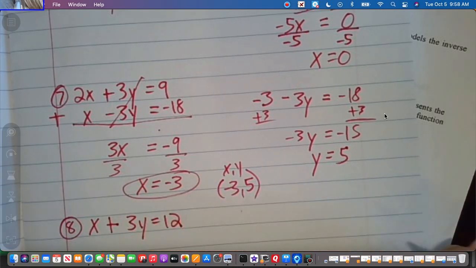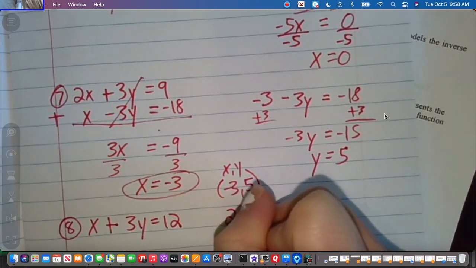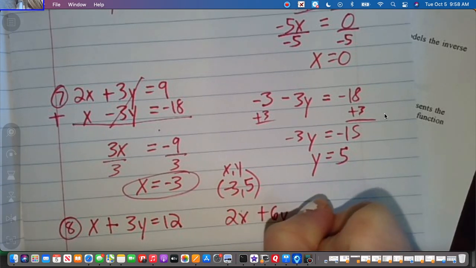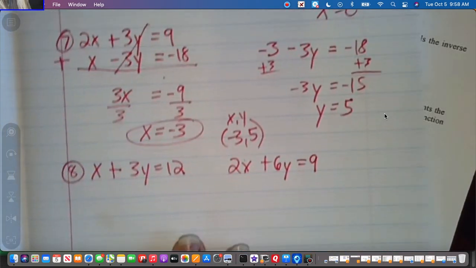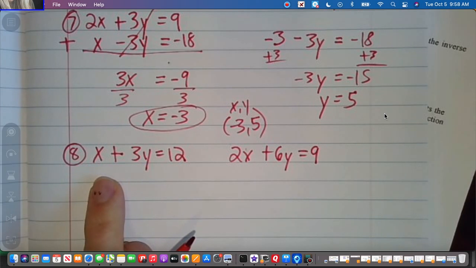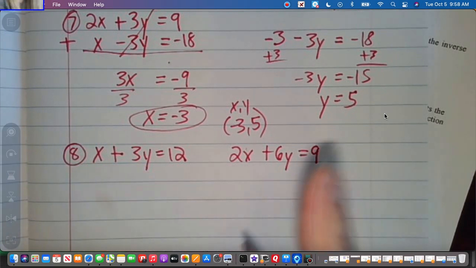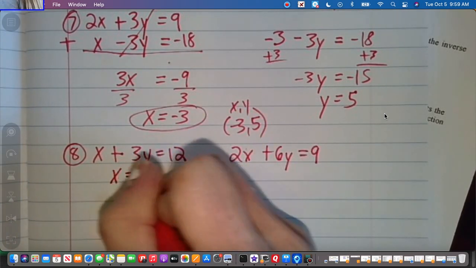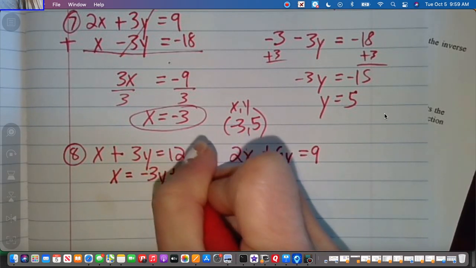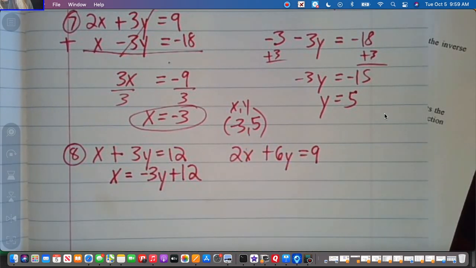All right, here's number 8, and here's my other equation. I'm going to do substitution. So how would I solve for x? I'm going to subtract that 3y. I move my 3y over here so it becomes negative. Is everybody okay with that? Are we kind of getting used to that? Okay.